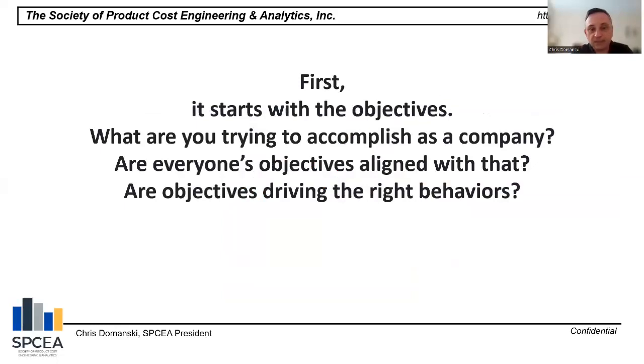First, surprisingly, at least with my experience, it starts with objectives. What are you trying to accomplish as a company? Are everyone's objectives aligned with that? And are their objectives driving the right behaviors? And let me give you a couple of examples here where this is not the case. The objectives are not right, and they're not driving the right behaviors, and ultimately they don't lead to profit optimization.